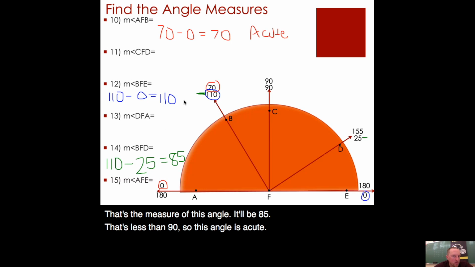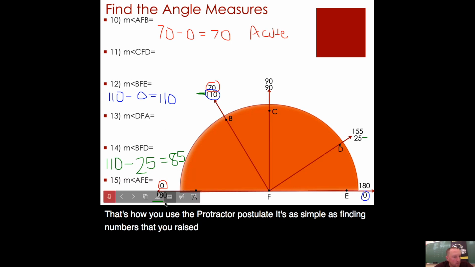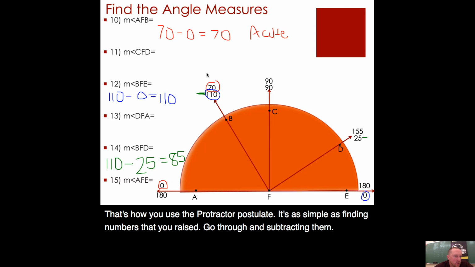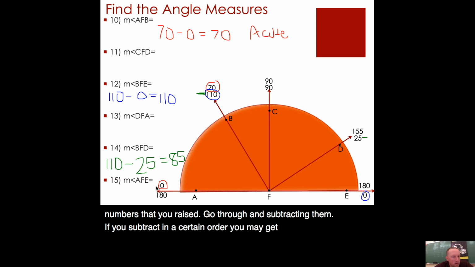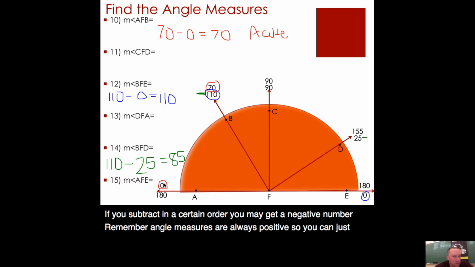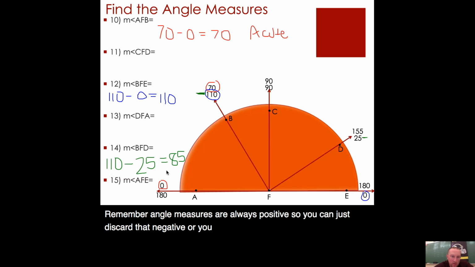That's how you use the protractor postulate. It's as simple as finding numbers that your rays go through and subtracting them. If you subtract in a certain order, you may get a negative number. Remember, angle measures are always positive, so you can just discard that negative, or you can take the absolute value of that difference.